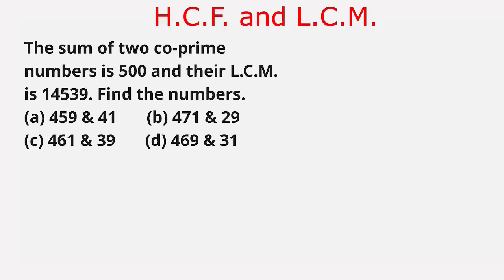We can easily solve this question from the given options. As the sum of the two co-prime numbers is 500, on observing these options, the sum is 500 in all the options. Now we have to check it from the product, as the LCM must be the product of those numbers. Option A is 459 multiplied by 41. If I multiply 400 by 40, it will be 16,000. So option A cannot be our answer.